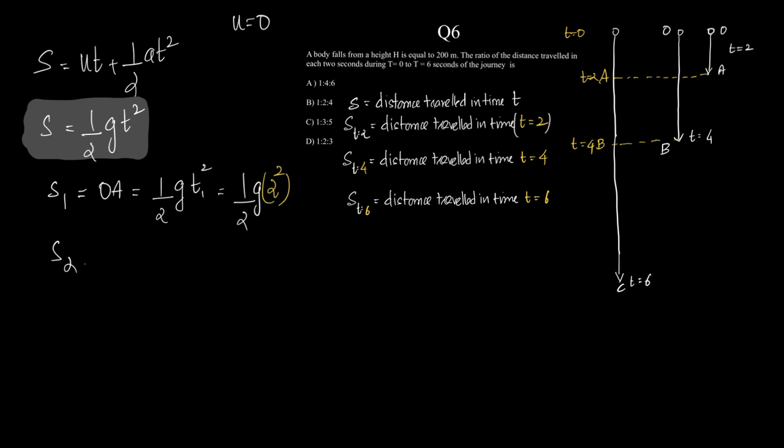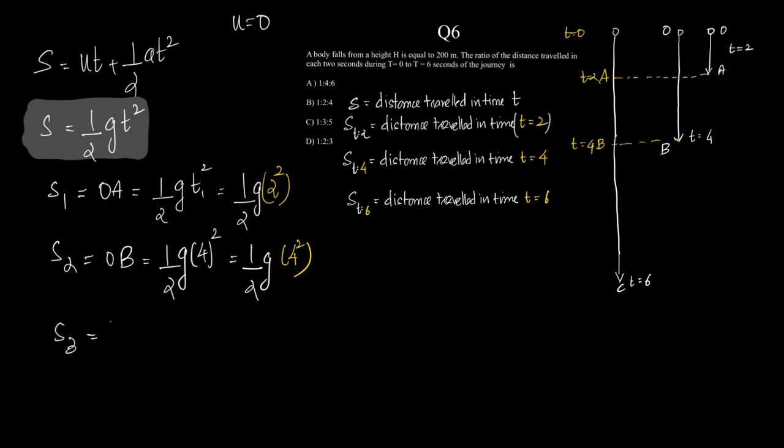Now, what is S2? S2 is the second case where the body has traveled from O to B, right? The distance traveled is OB. Mathematically, from the figure we can say that OB is equal to OA plus AB, which is equal to half into g into how long was the body in the air for? It was for 4 seconds. So this becomes half into g into 4 square. Now you should be able to complete the rest.